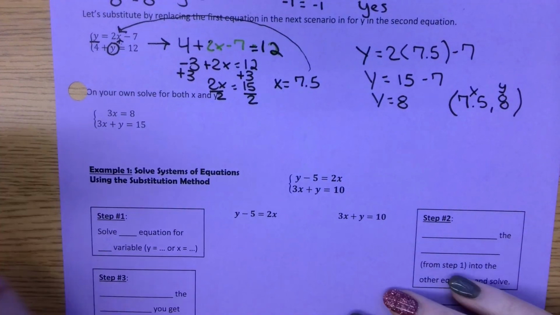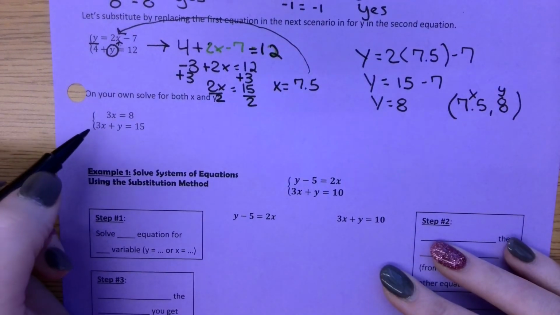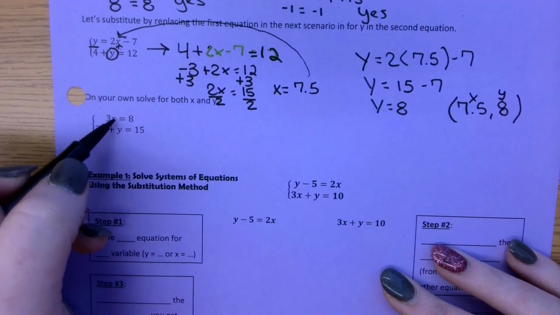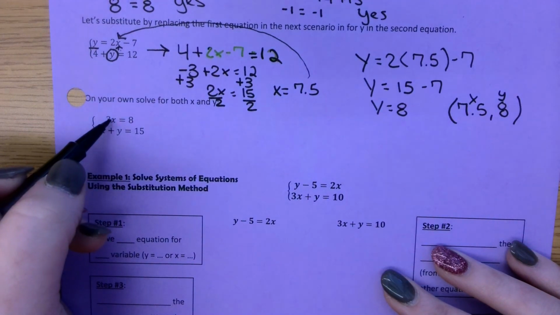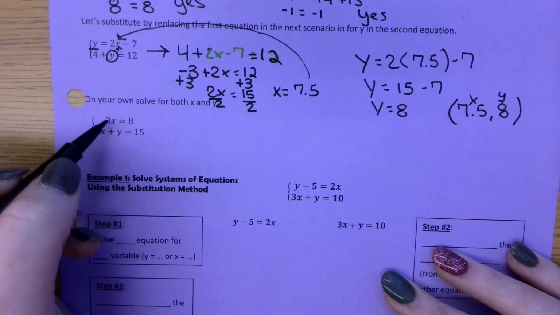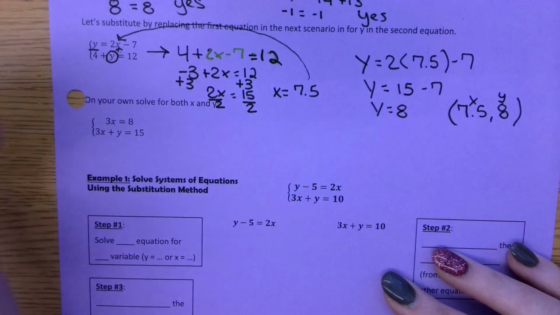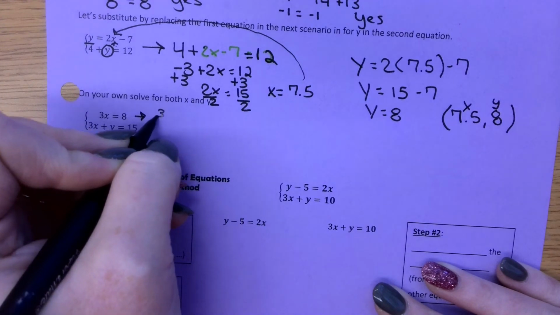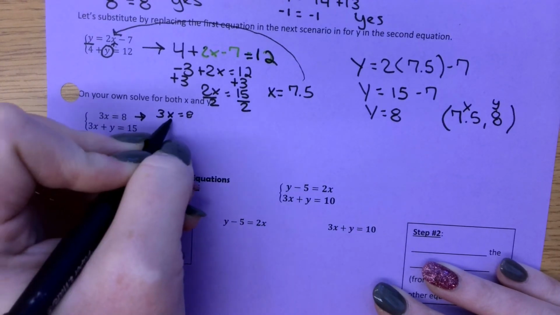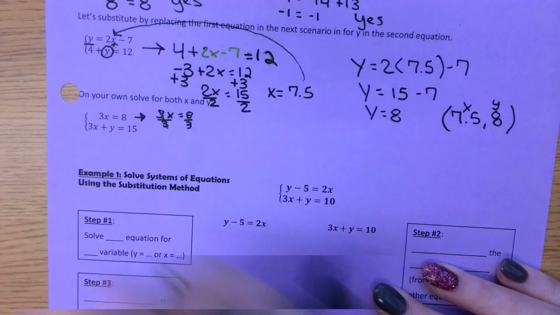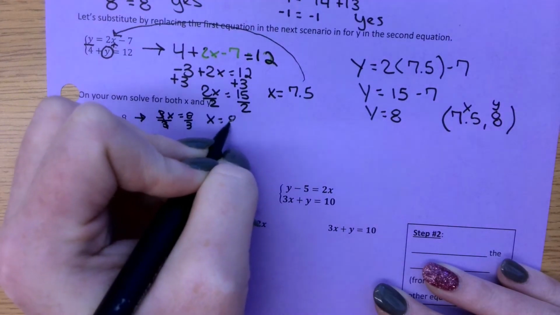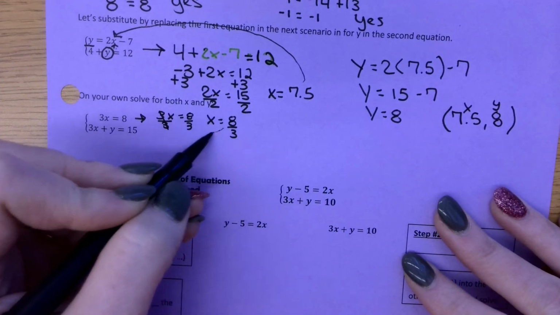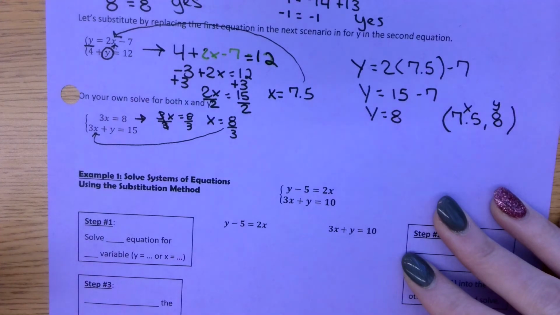All right, so now we are going to try and get x by itself, okay? Because this equation does not have a y, so I know it's easiest to get x by itself over here. So I have 3x equals 8. I'm going to divide by 3. Cancels out. X equals 8 over 3. That's a value, that's my answer. I'm going to take that and substitute it in here.